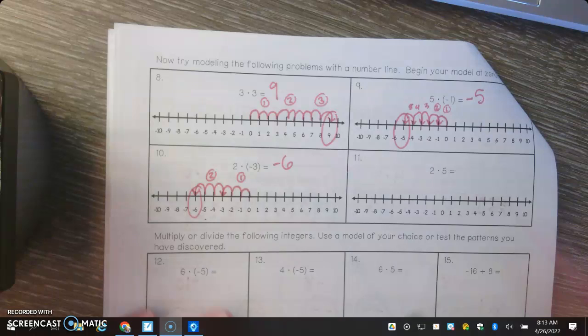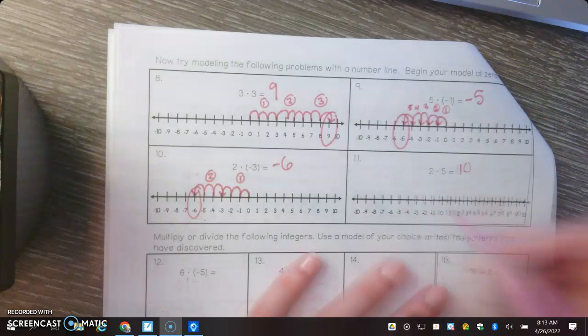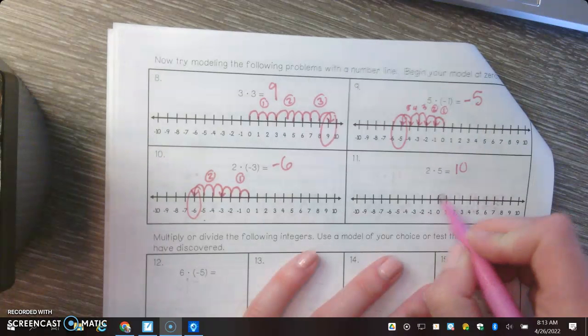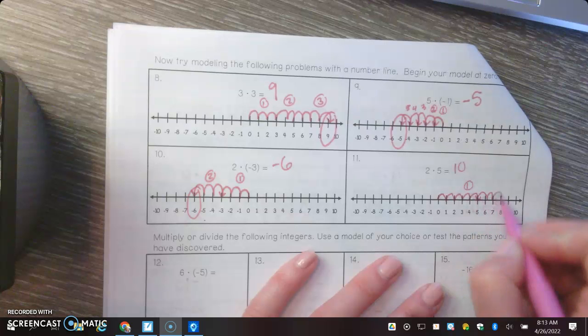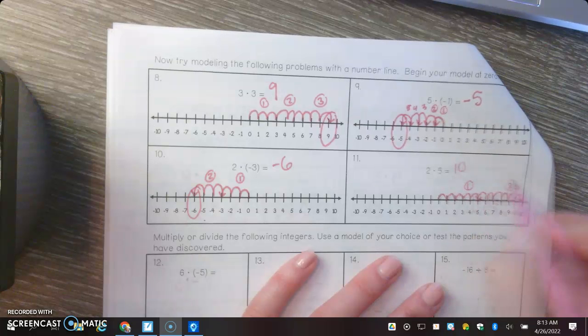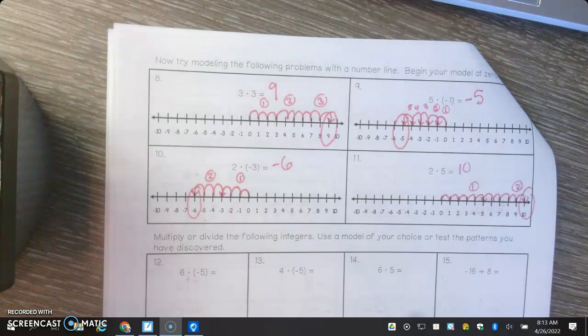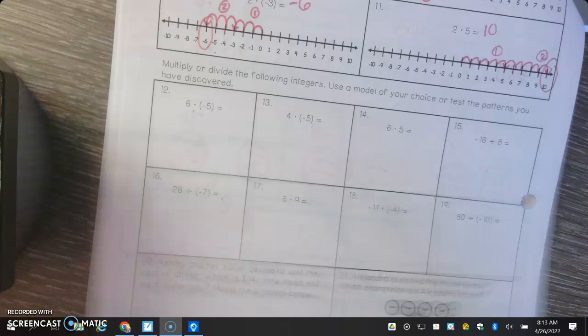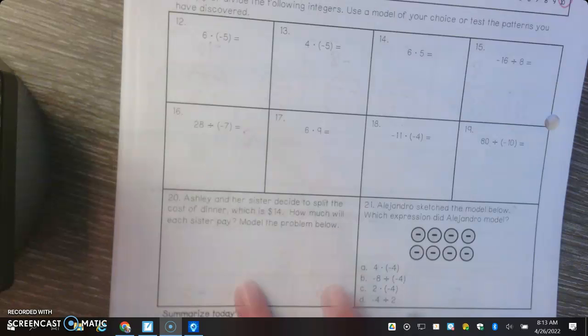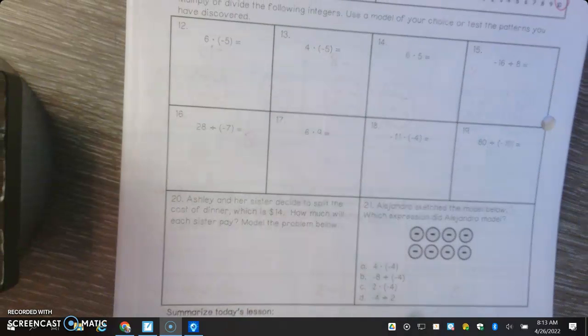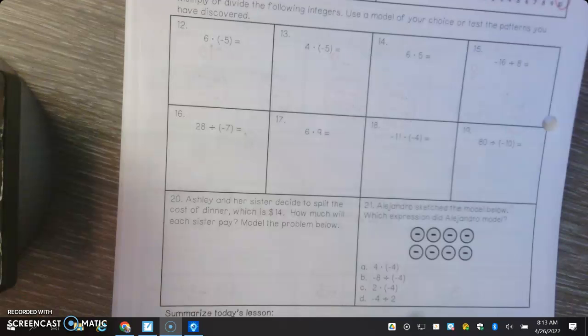Last group, 2 times 5. You can probably do it in your head. You should get 10. So I start here. I need 2 groups of 5. 1, 2, 3, 4, 5. Here's one group. 1, 2, 3, 4, 5. 2 groups. End up at 10. Okay. Now, I want you to try the rest on your own. There will be an answer key for you to check your answers with. Okay. I'm going to skip down, though, to 20 and 21. But you should try 12 through 19 on your own.